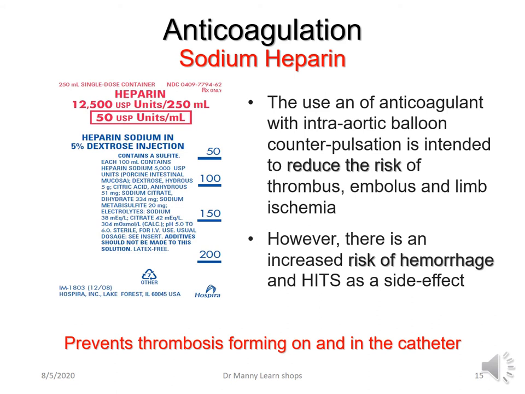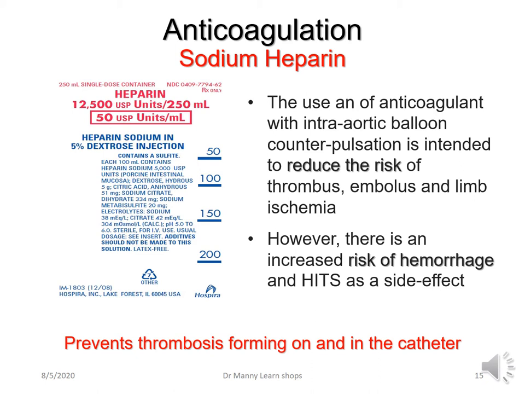Anticoagulation, primarily sodium heparin, is used. And the use of an anticoagulation with intra-aortic balloon counterpulsation is primarily intended to reduce the risk of thrombus formation on the catheter, embolus as a result of the thrombus moving, and limb ischemia as a result of the thrombus embolus moving to a lower limb.